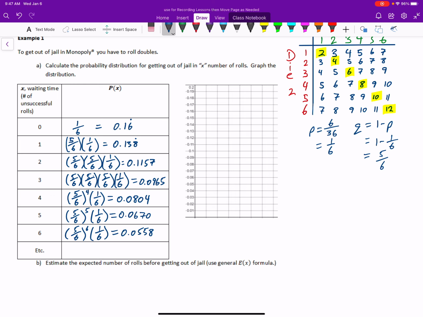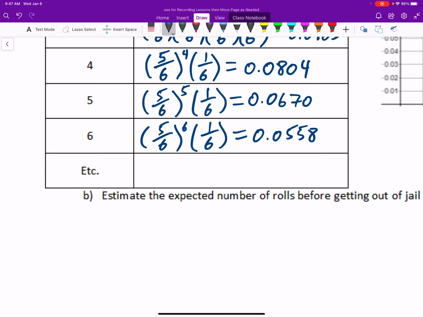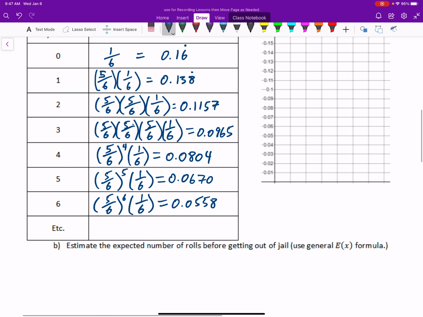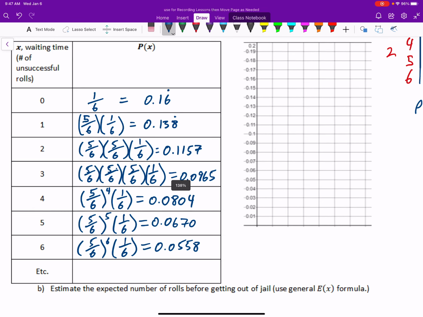We don't have to stop. That's why it says etc. here, right? There could be 7 unsuccessful rolls before we get a doubles. There could be 8. There could be 9. There could be 100. In theory, we might never be successful. We might never hit a doubles. But it gets less and less likely.